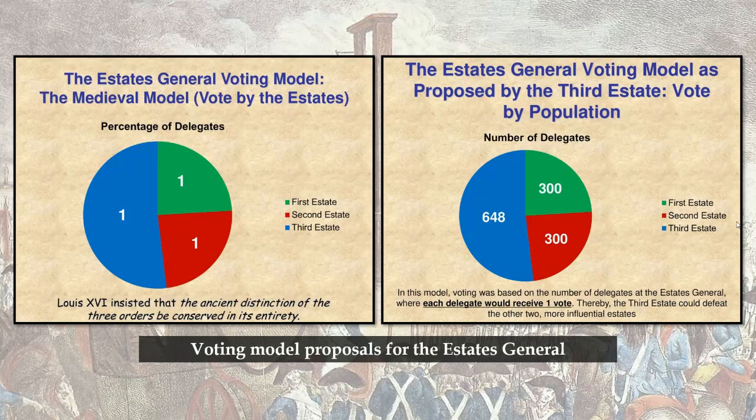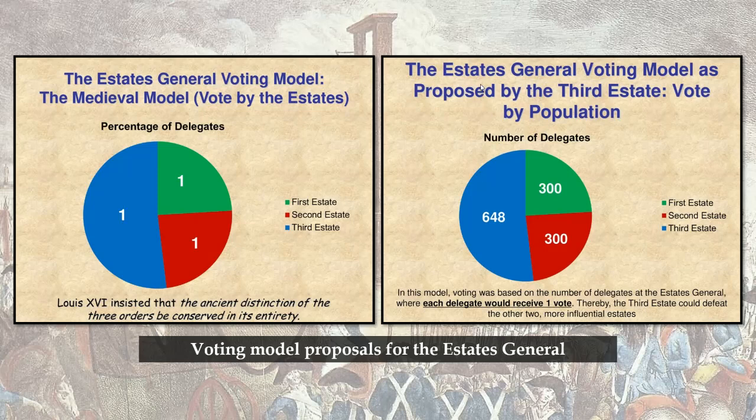Not today. So one of the first things the third estate representatives asked for was a change in the voting model, because the voting model of the Estates General was one vote per estate. So this is very easy. If you sum up these two votes, they are always going to defeat the vote of the third estate.